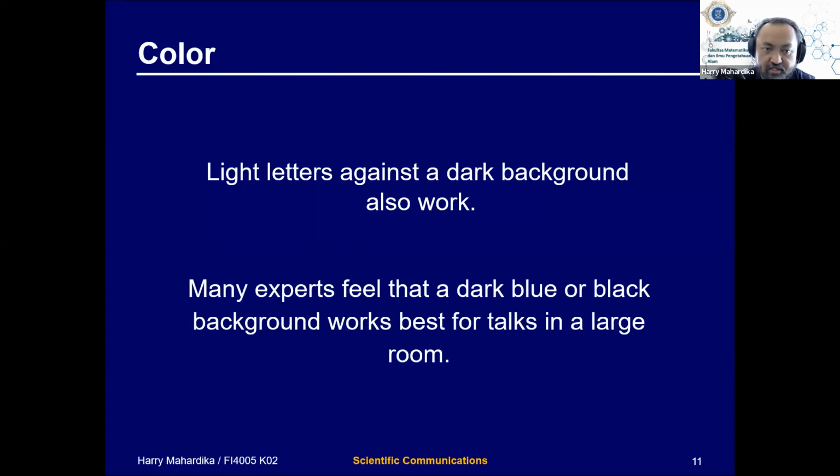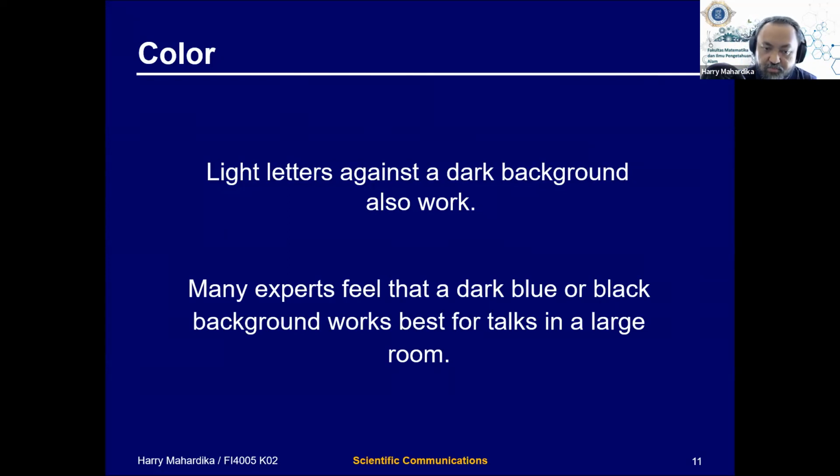Okay, so light letters against a dark background also work, but it tends to be more appropriate if you are delivering a speech like in a TED event or in a hall where the light in that room is going to be dim. Okay, so you are delivering a presentation in a room that is a little bit dark compared to when all lights are on.